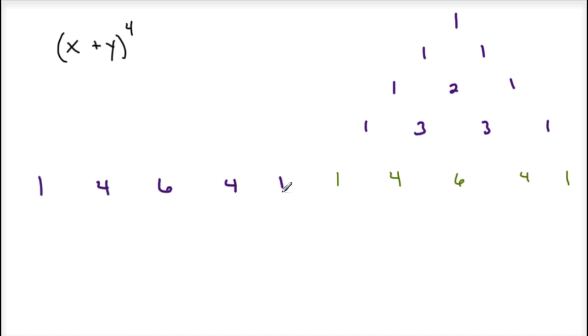I'm going to write my Pascal's triangle. So row 0, row 1, row 2, row 3, and last but not least, this is the one that's going to be important, row 4. Alright, so the coefficients I'm going to use are 1, 4, 6, 4, 1.